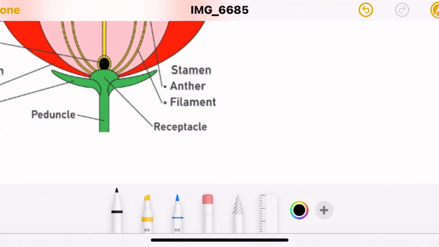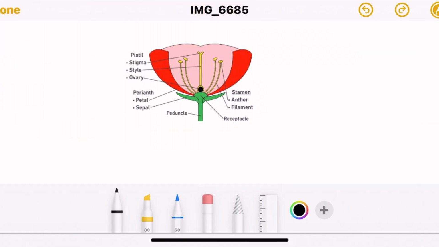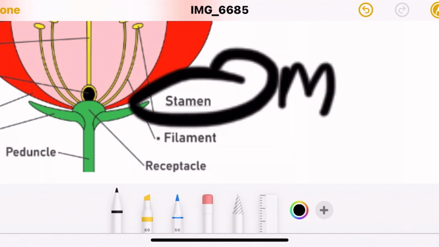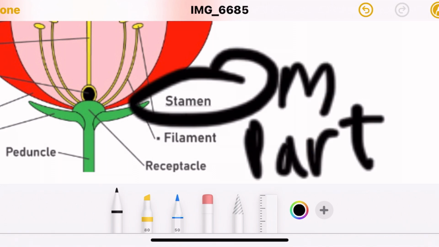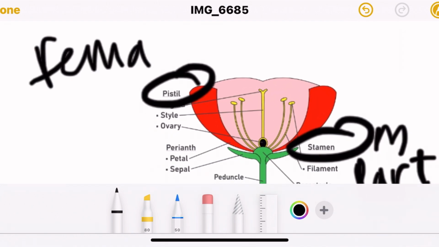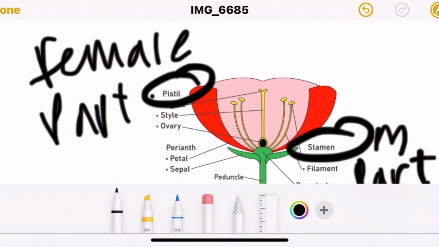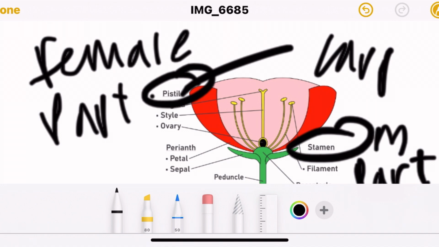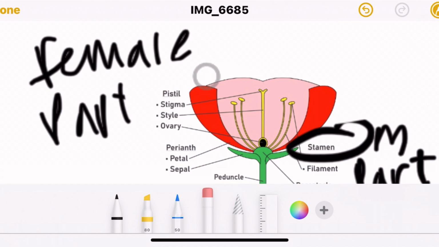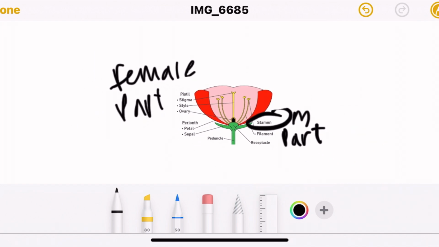Now let's move on to the male parts of the flower. As I told you earlier, the flower has male and female parts. Stamen is the male part of a flower. M stands for male part. And the pistil is the female part. The pistil is also known as the carpel. So whatever you want to call it, pistil or carpel, it's up to you. Both are acceptable in O level IGCSE. Alright, so this is the male part and this is the female part.